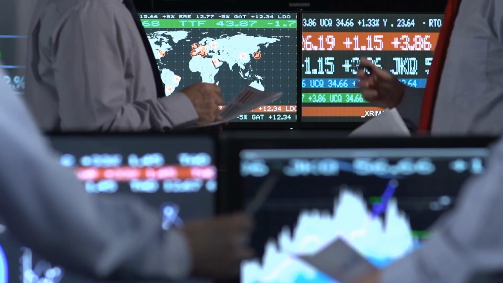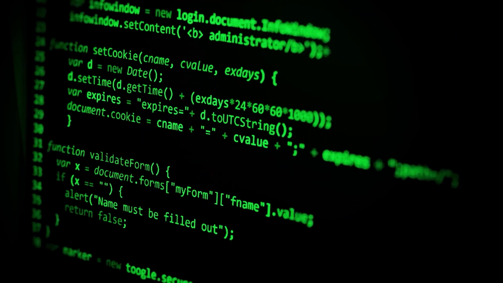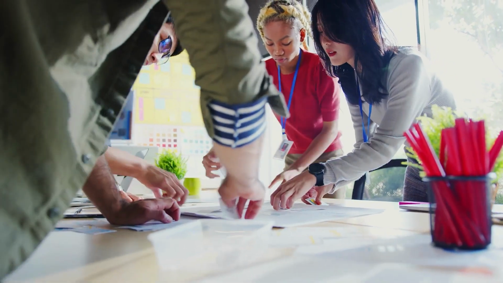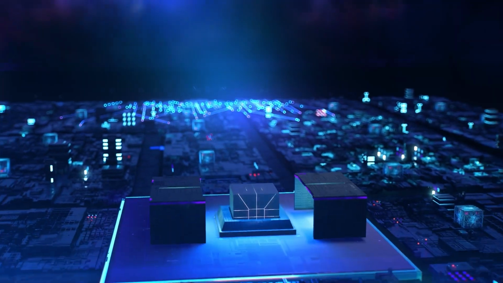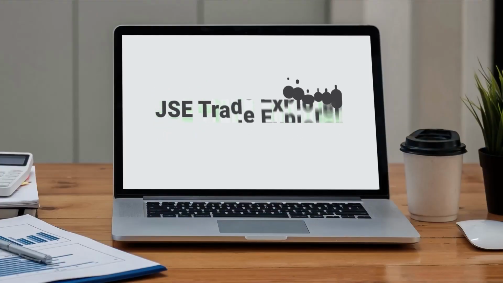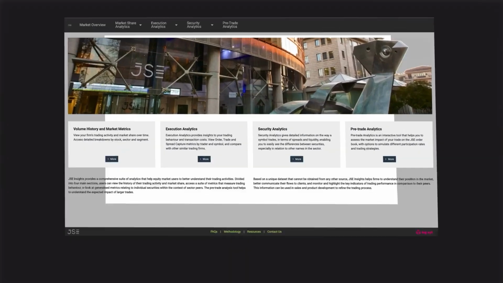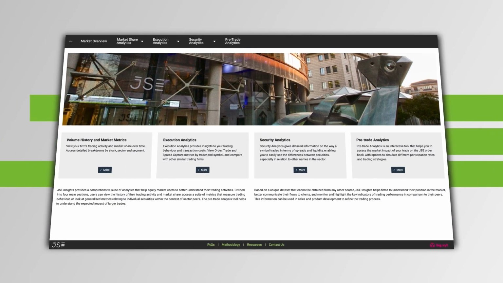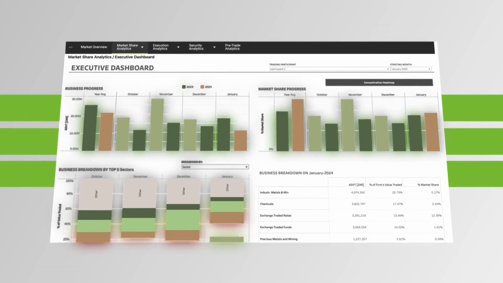In today's dynamic financial landscape, building your own analytics platform can be a costly and time-consuming endeavor, taking years to develop. But what if you could fast-track your analytical capabilities? Introducing JSE Trade Explorer, our groundbreaking analytics platform, ready to go, with analytics delivered directly to our members' desktop within 24 hours. Help boost your business with JSE Trade Explorer.